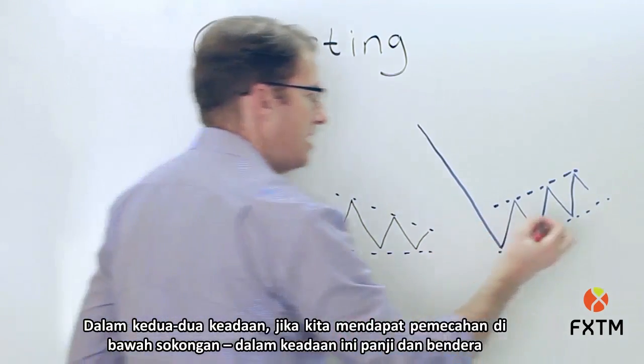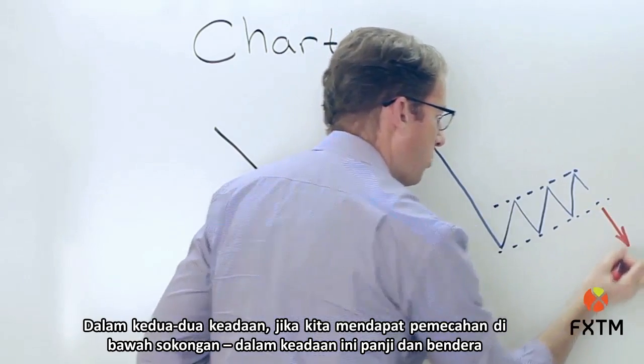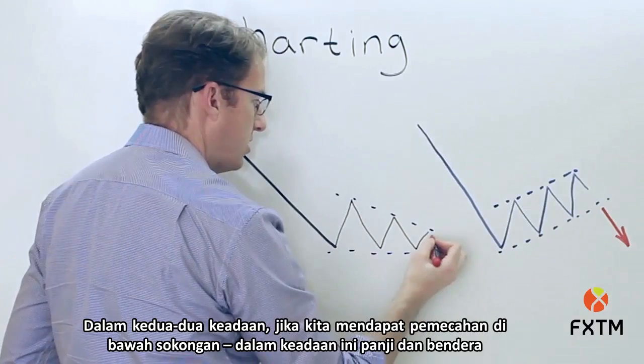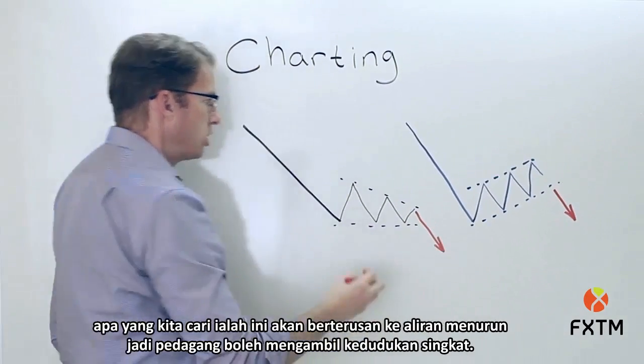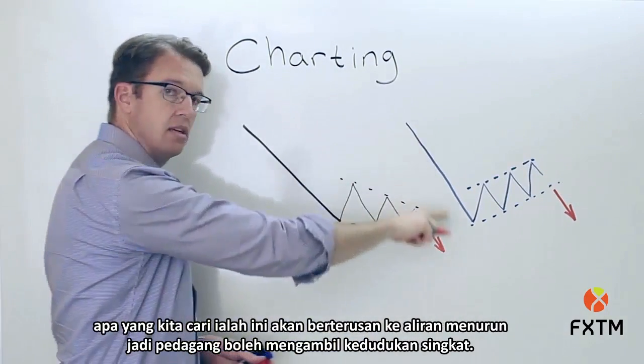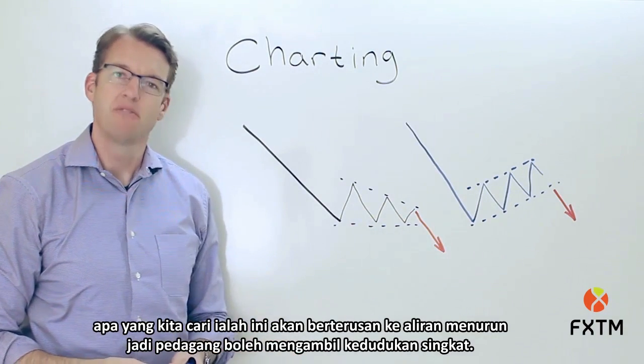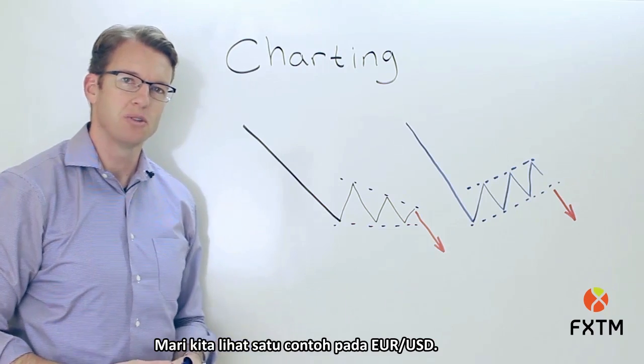So in both cases, if we get a breakdown below support, here in the case of the pennant or flag, what we're looking for is to see that this is going to continue to the downside, so a trader can take a short position. In fact, let's look at an example of this on the euro to the US dollar.